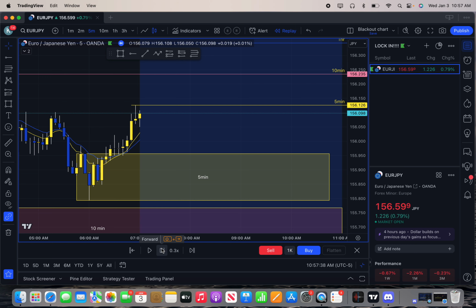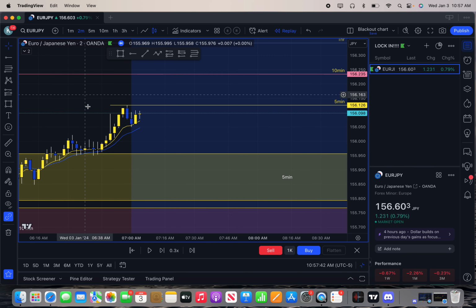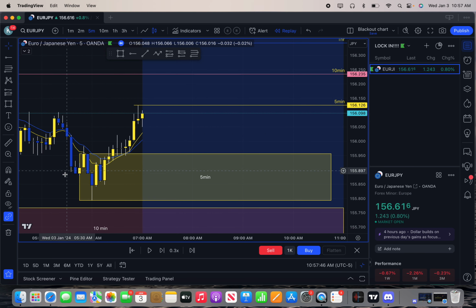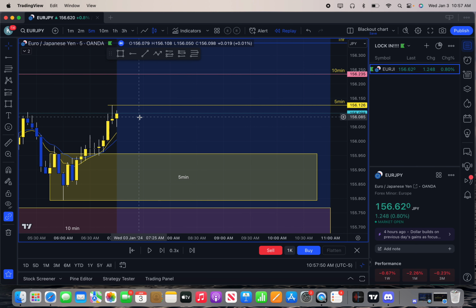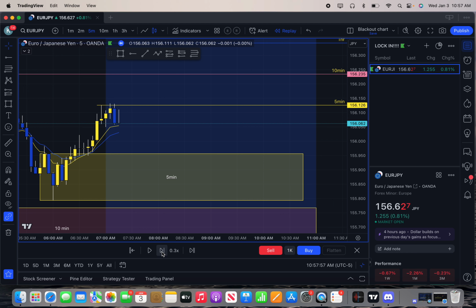We don't need to go to the 2-minute because, well, we can check the 2-minute just to make sure. Clearly, the 2-minute and 5-minute structures don't match, so we don't need it. So we can manage everything from the 5-minute. So let's just see what happens.